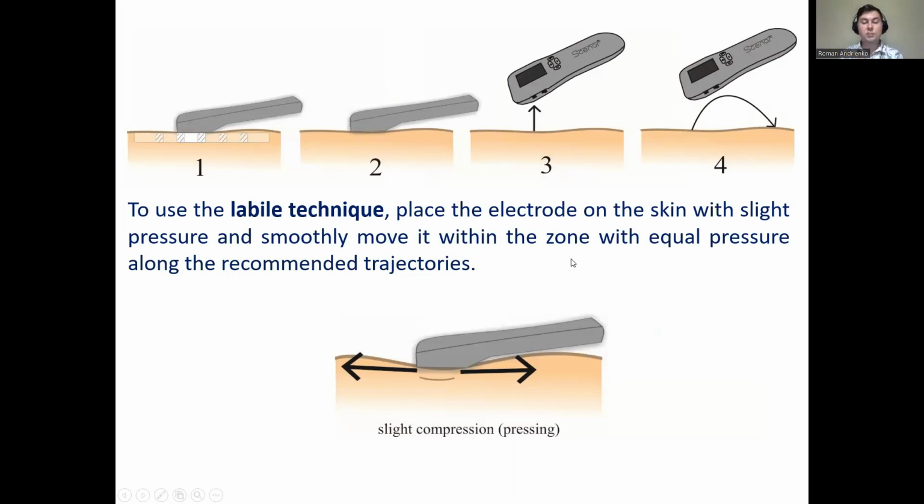Some tips on using the labile technique when you move the electrode over skin. To use the labile technique, you need to place the electrode on the skin with slight pressure. I would also recommend slightly slapping your patient, not very hard, and smoothly moving the electrode within the zone with equal pressure along the recommended trajectory. Try not to press too hard because this will create the so-called skin wave, and it will not be comfortable for your patient and for you to perform the technique. So try to hit the middle.